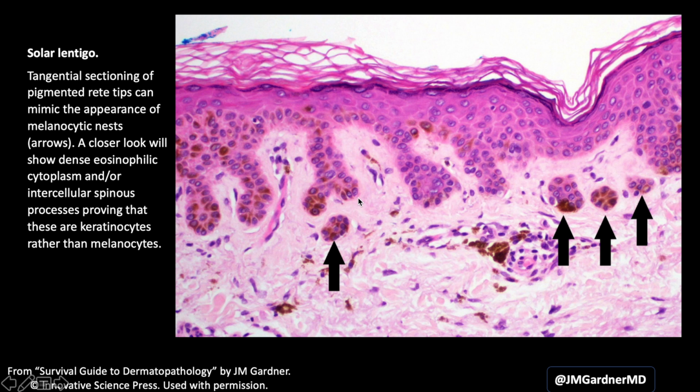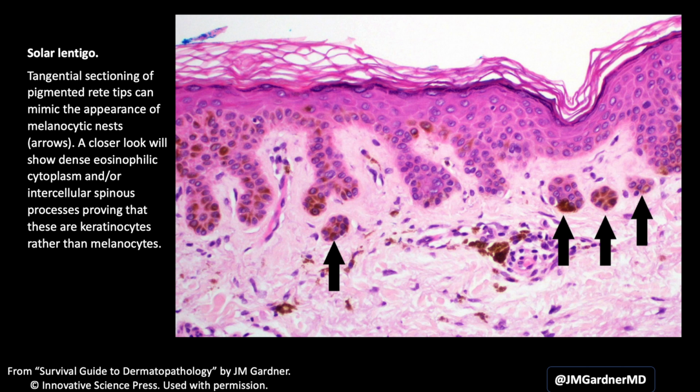I think that's a term Dr. Rapini likes to use. Sometimes these little dirty puppy dog feet, these rete tips can get tangentially sectioned, and they look like little islands in the dermis, which people can confuse with nests of melanocytes. If you have any doubt, you can do an immunostain here, like a SOX10, to prove that these are not all melanocytes, that they're actually keratinocytes.